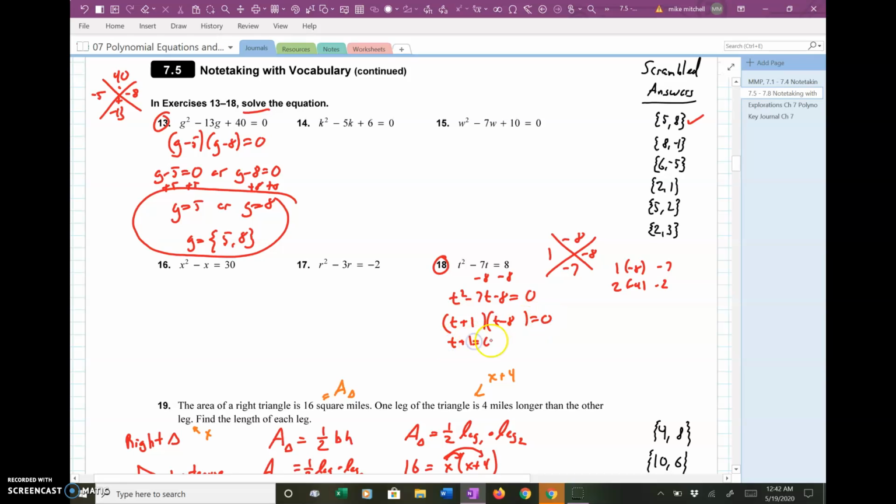T plus 1 equals 0. T equals negative 1. T minus 8 equals 0. Add 8. T equals 8. So we got t equals, my squiggly brackets, negative 1 and 8. Let's check up here. Well, 8 and negative 1 is the same thing. So we're looking good there.